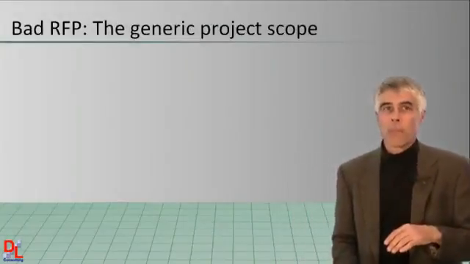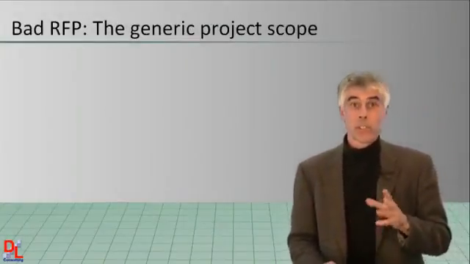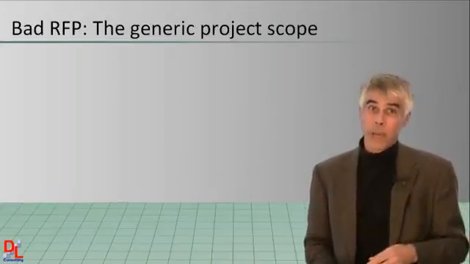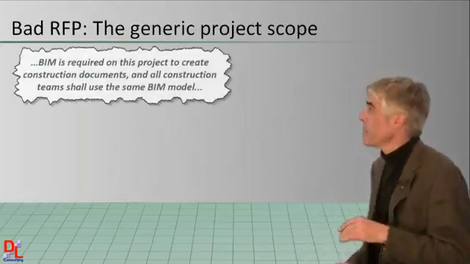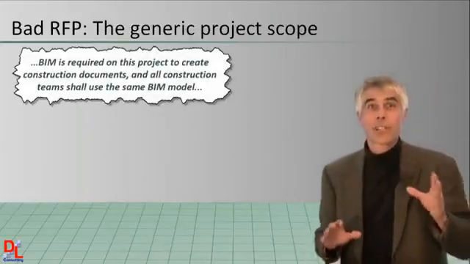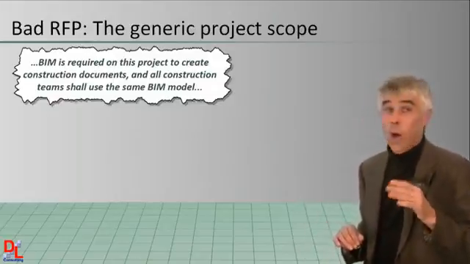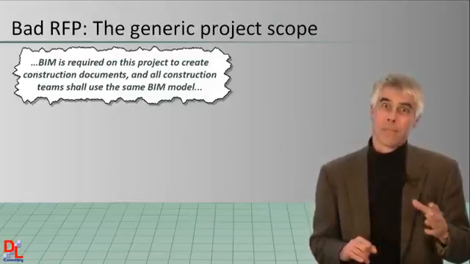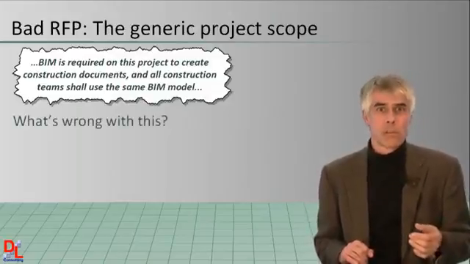Okay, now BIM requirements have been appearing in RFPs for several years, so there's a lot of examples of good and frankly of bad practice. Here's my first example. BIM is required on this project to create construction documents. All construction teams shall use the same BIM model. Okay, so what's wrong with this?